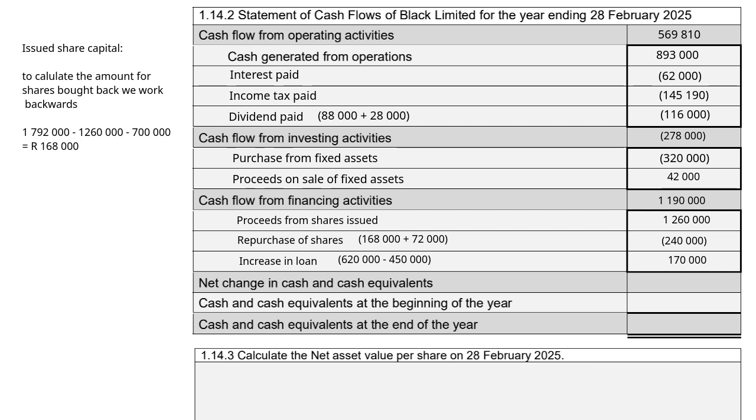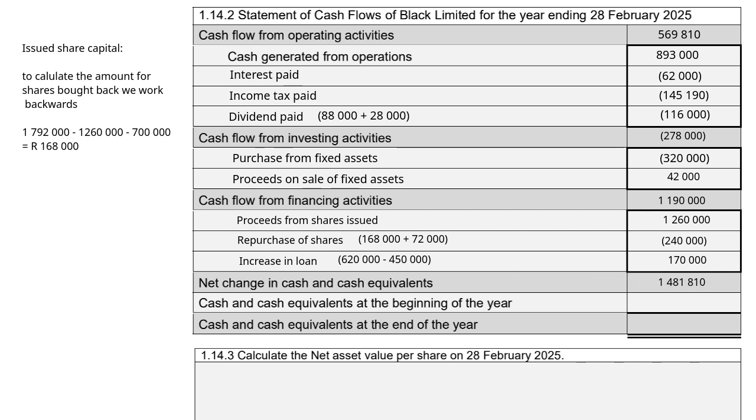So our net change in cash and cash equivalents will be our cash flow from operating activities plus our cash flow from investing activities, or in this case we subtract it, and then we add the cash flow from financing activities to get an amount of 1,481,810 rand.